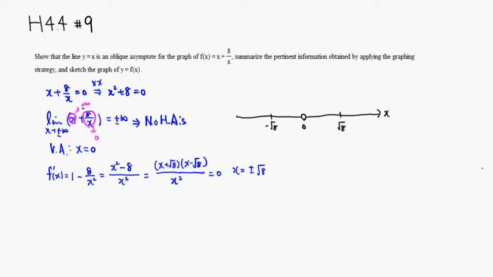Then we're going to look at f prime, just the sign. So we can try any number less than negative square root of 8, like negative 3.